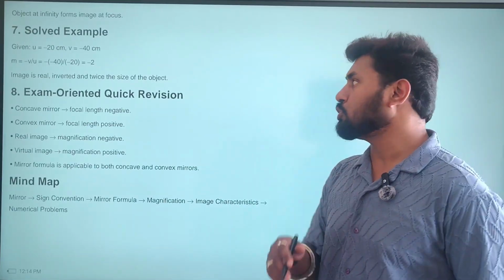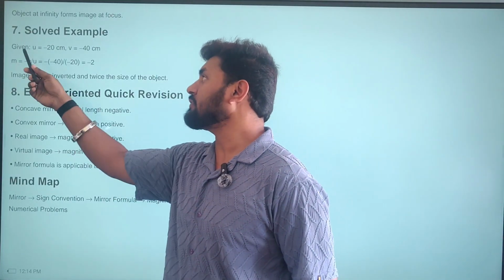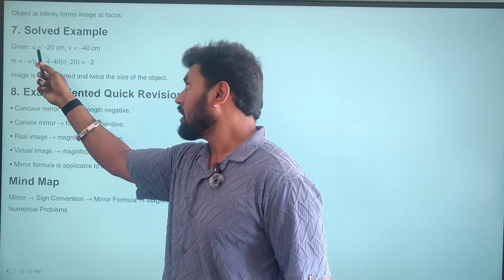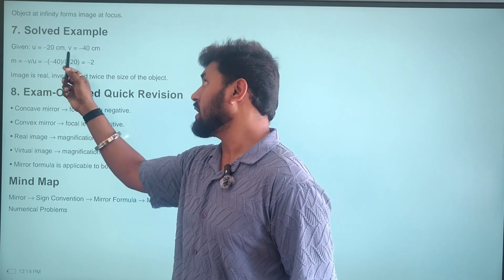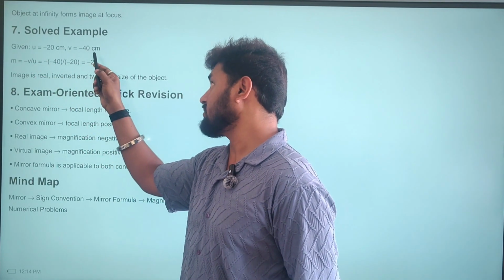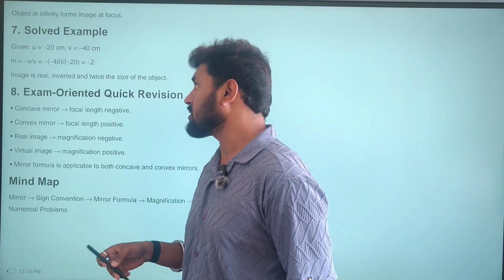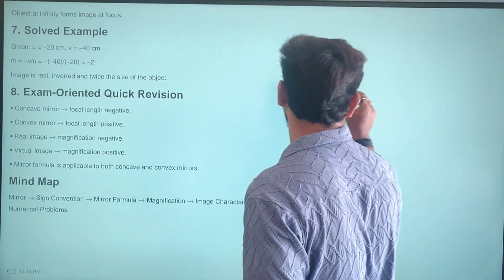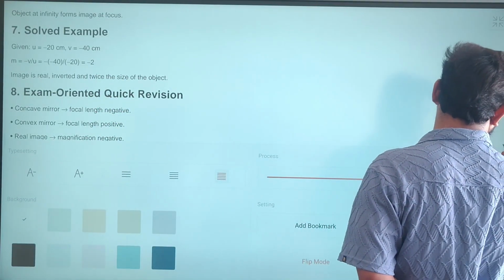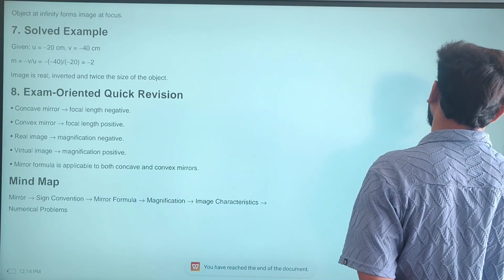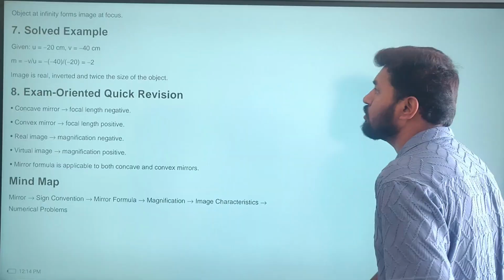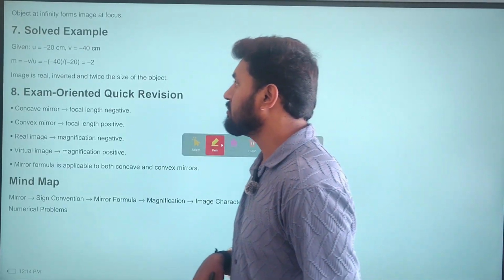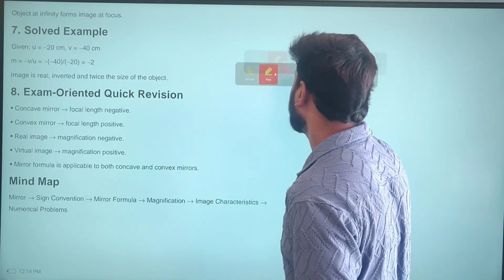Now let me give you one example. Given that object distance is -20 and image distance is -40 centimeter, can anyone tell me after calculation how much will be my magnification?